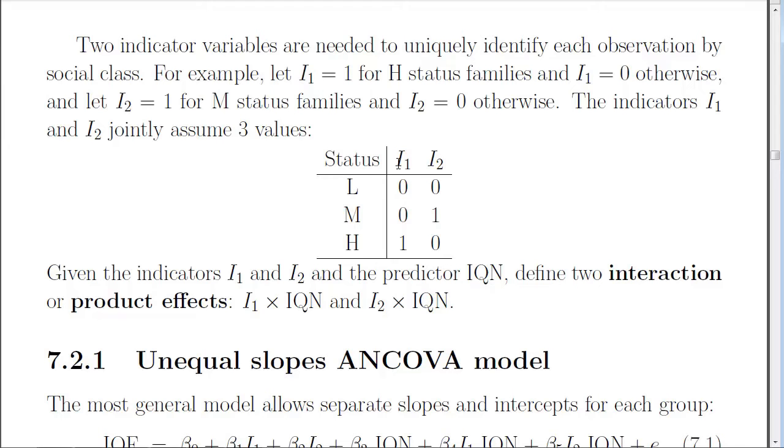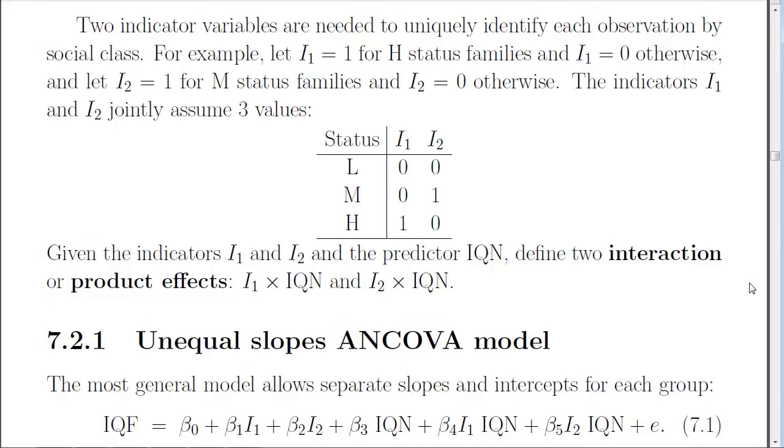And so I1, if it's a low group, equals 0. If it's a medium group, it equals 0. But if it's a high group, indicator 1 equals 1. Similarly, I2 is the indicator for the medium group. It's a 1 when we're a medium status group, otherwise 0. And that is going to give us... okay, so let's keep going.